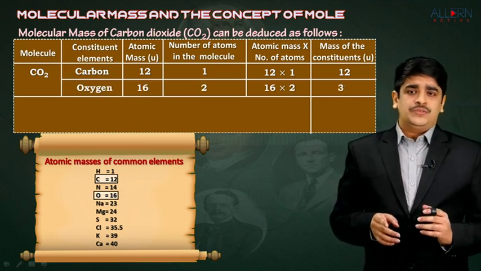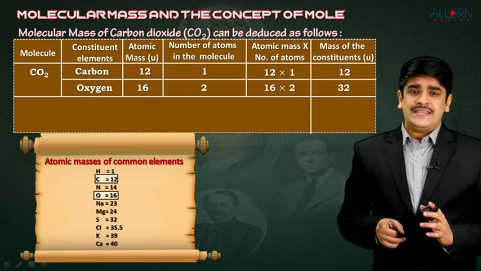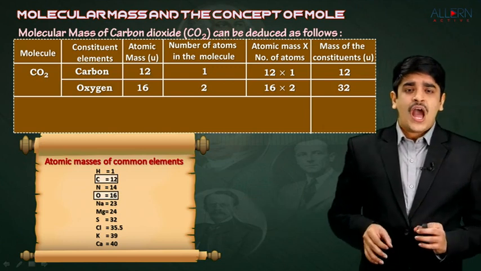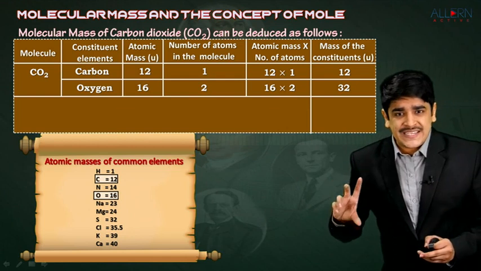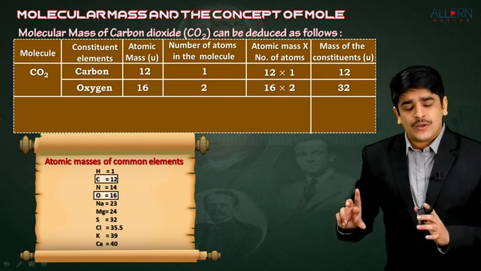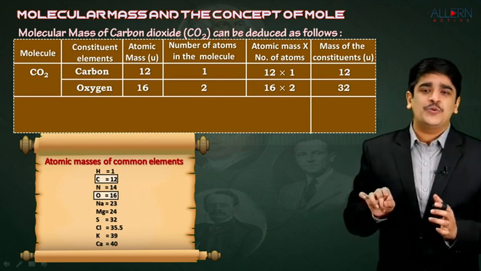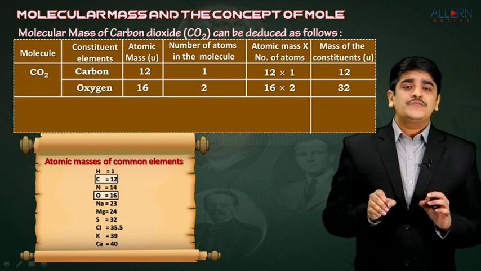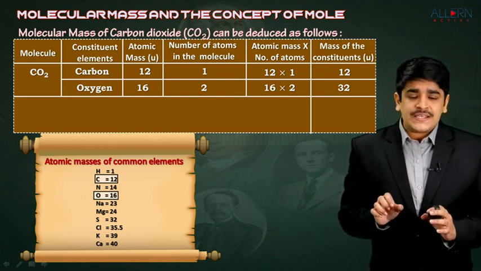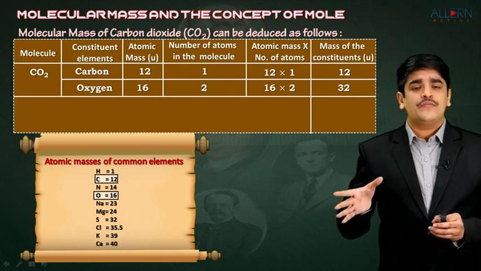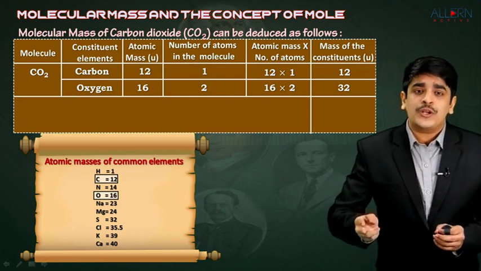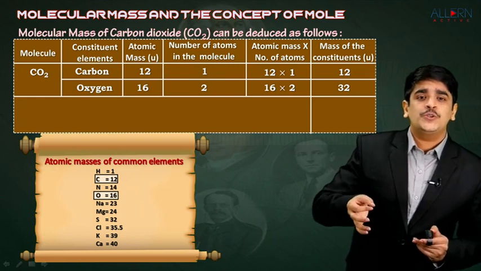We have oxygen. Atomic mass is 16, as you can see over here. How many atoms of oxygen are there? 2. So, 16 is the weight contributed by one atom, but since I have two atoms, 16 into 2. Now, 16 into 2 gives me 32, which means in a molecule of carbon dioxide, 12 is contributed by a single atom of carbon, 32 is contributed by both the atoms of oxygen together.